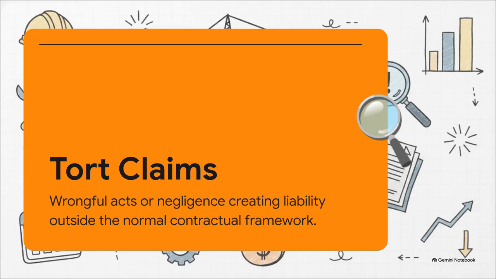But there is a really unique outlier here that we need to touch on: tort claims. While most claims are strictly bound by the four corners of your contract, tort claims arise from negligence. This basically means a contractor's liability can sometimes extend completely beyond the contract itself, totally depending on local laws. It's a real game changer.